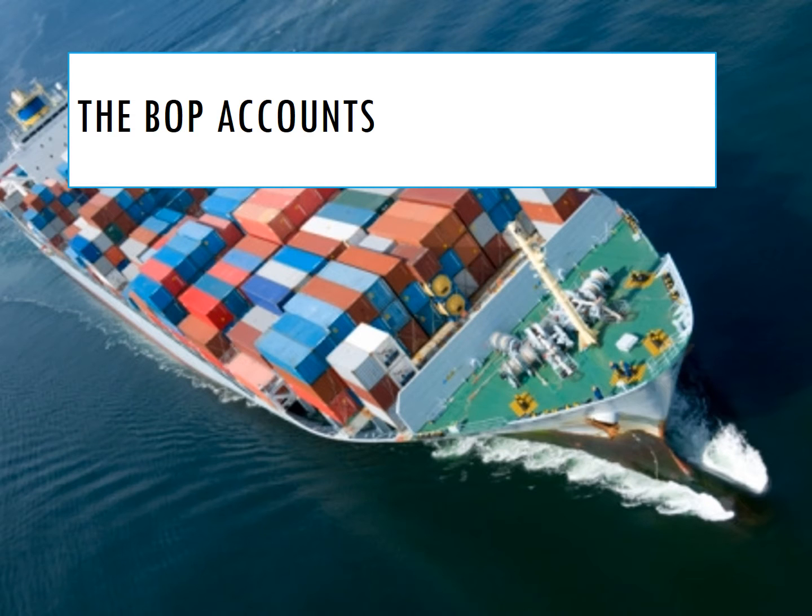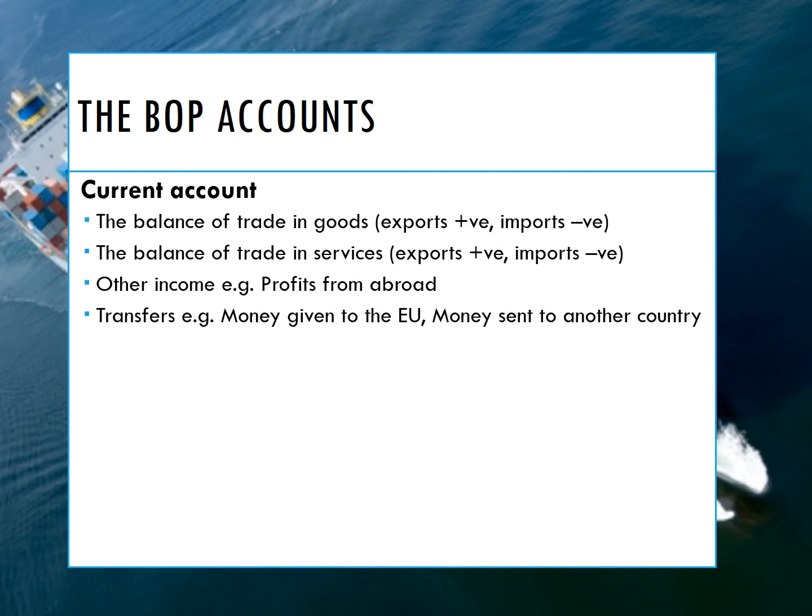Let's have a bit more of a detailed look at what type of transaction we would include in each of these accounts. The first account is the current account. In this account, we record the trade in goods and services. So an export, something that's made in the UK and sold abroad, is money coming into the UK. The export leaves the country and we receive money coming in. So an export of a good is a positive credit to the current account.